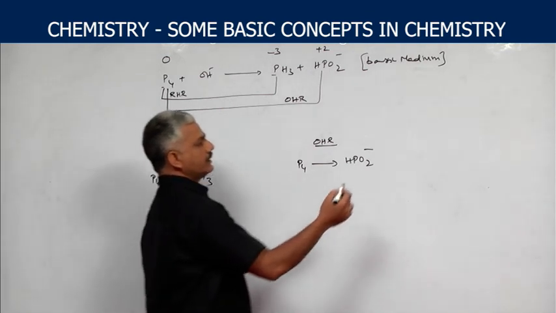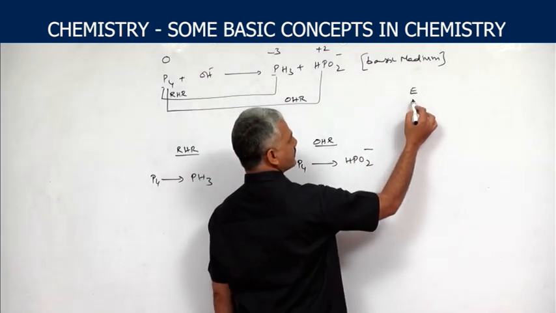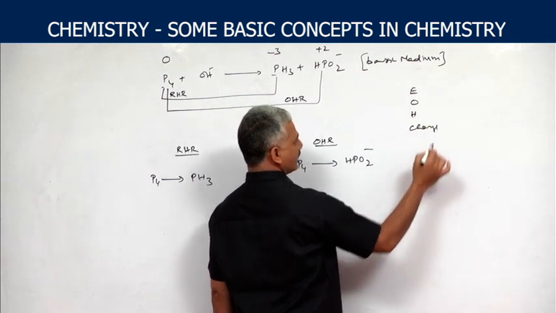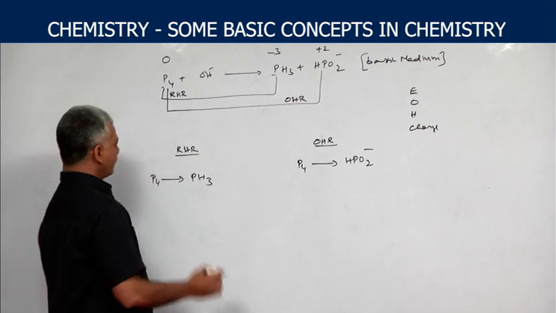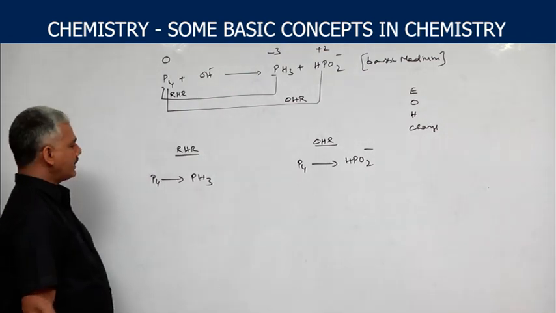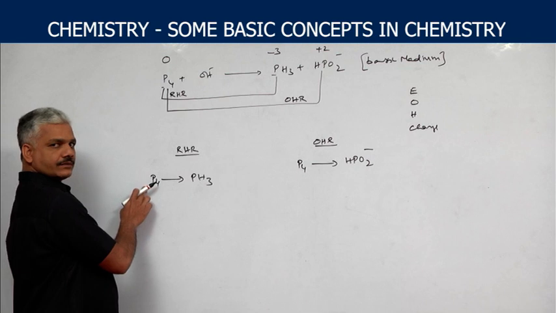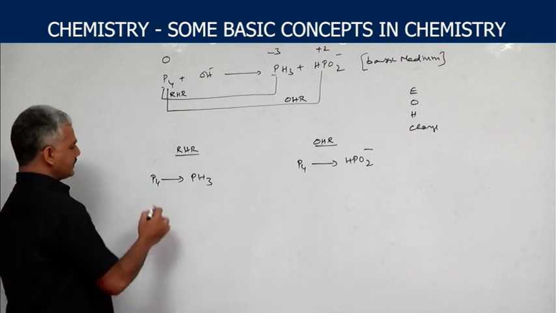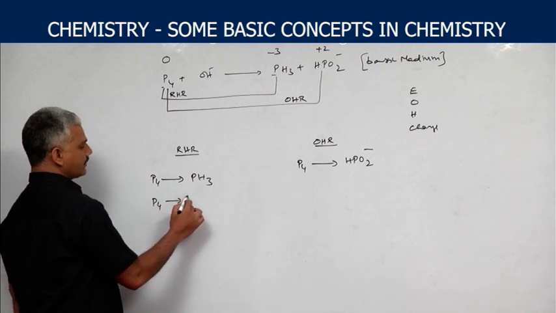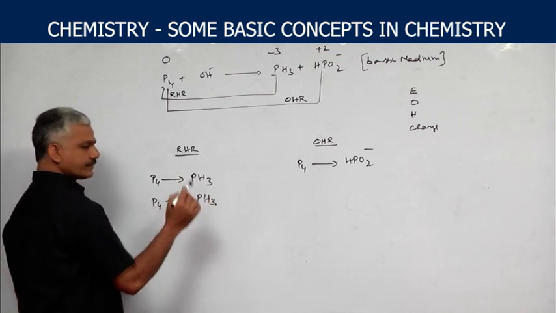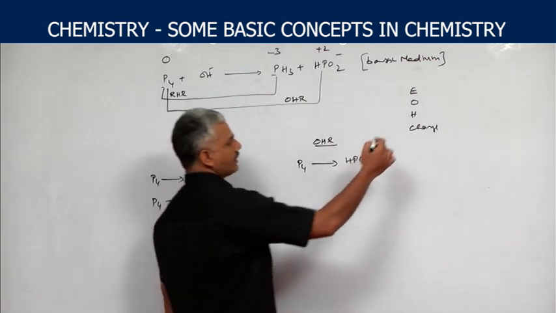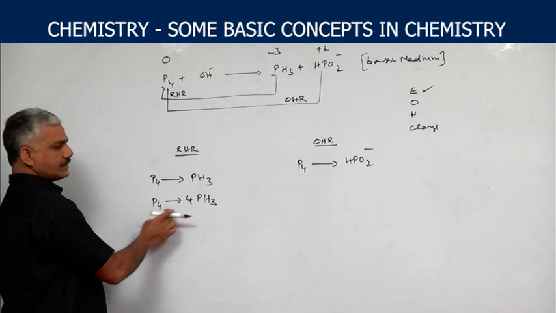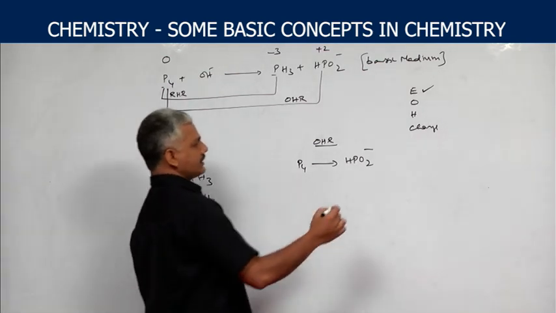Now, the sequence order of balancing of equation is element, oxygen, hydrogen and then charge. Here the element phosphorus on reactant side 4 atoms are present, on product side only 1 atom is present. Hence, multiply with 4. Element is balanced. Now, to balance oxygen, there is no oxygen, that means it is balanced.